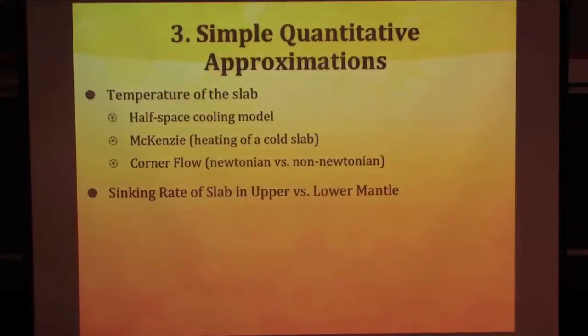Let's see. So I wanted to talk about the temperature of the slab because this came up in many questions. I think I go till 10:30, right? I have 25 minutes. Yes. Okay, but there's been a lot of questions. Okay, but I'll try.